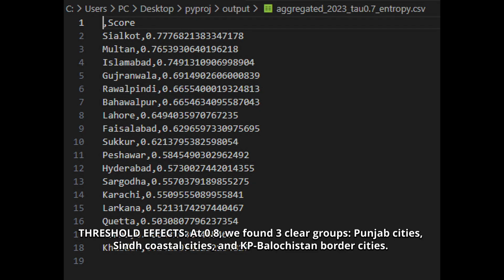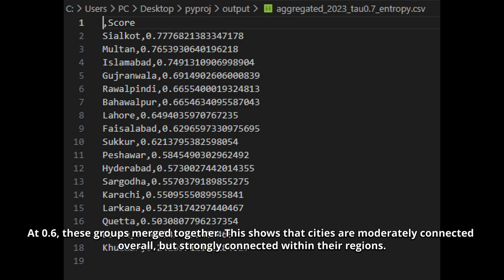Threshold effects. At 0.8, we found three clear groups: Punjab cities, Sindh coastal cities, and Khyber Pakhtunkhwa and Balochistan border cities. At 0.6, these groups merged together. This shows that cities are moderately connected overall, but strongly connected within their regions.